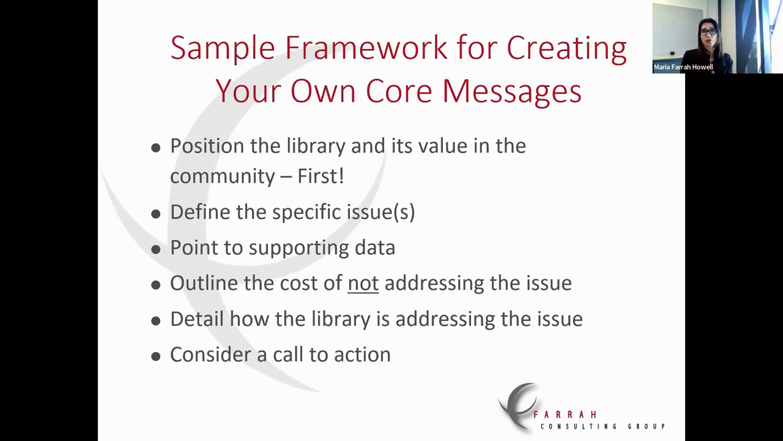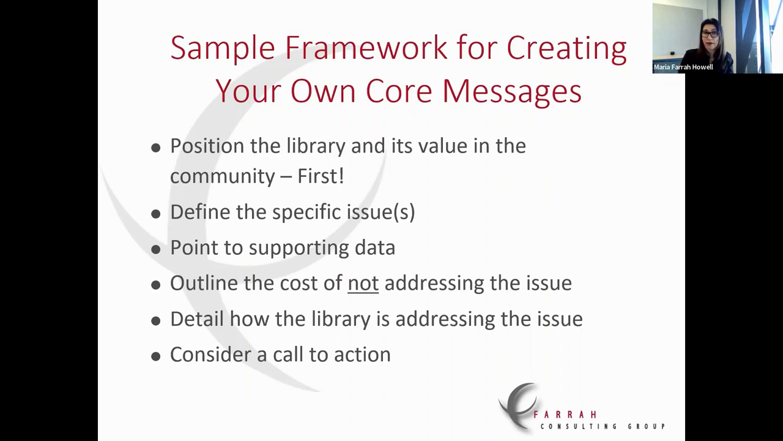But what you want to do if you're engaged in a discussion or an interview is to say, we'll get you that information, but let me tell you why we think the real cost is to our children, because they're not going to have access to information, or whatever you decide to say. So I'm hoping that all makes sense. And then maybe a call to action, right? And how the library is addressing the issue.